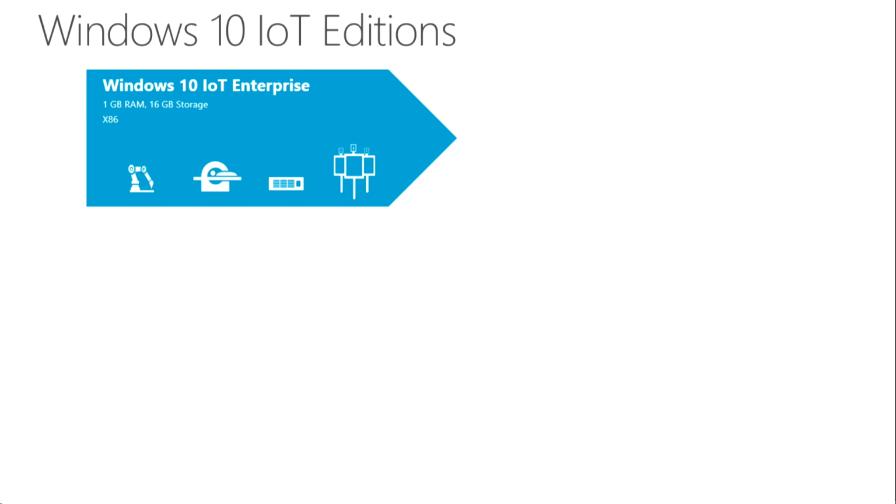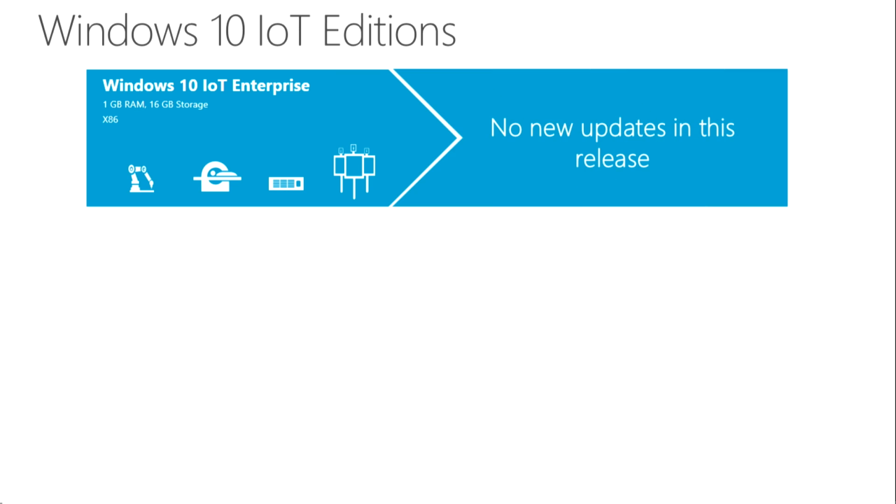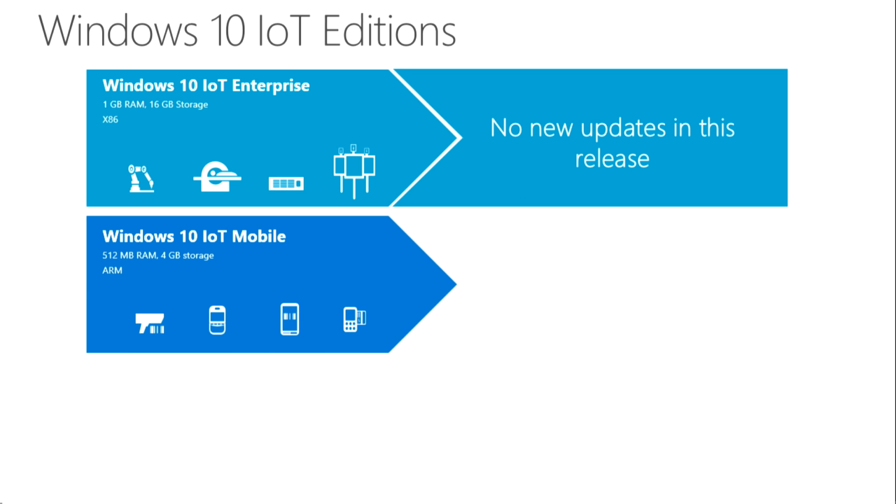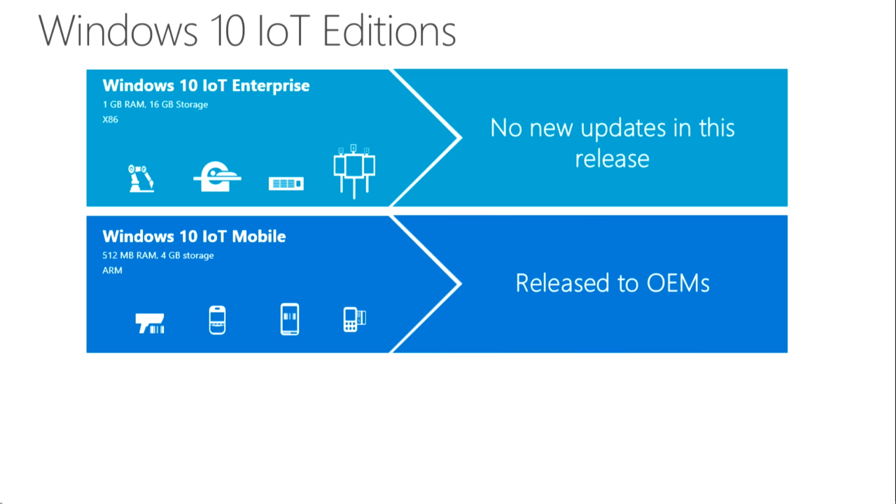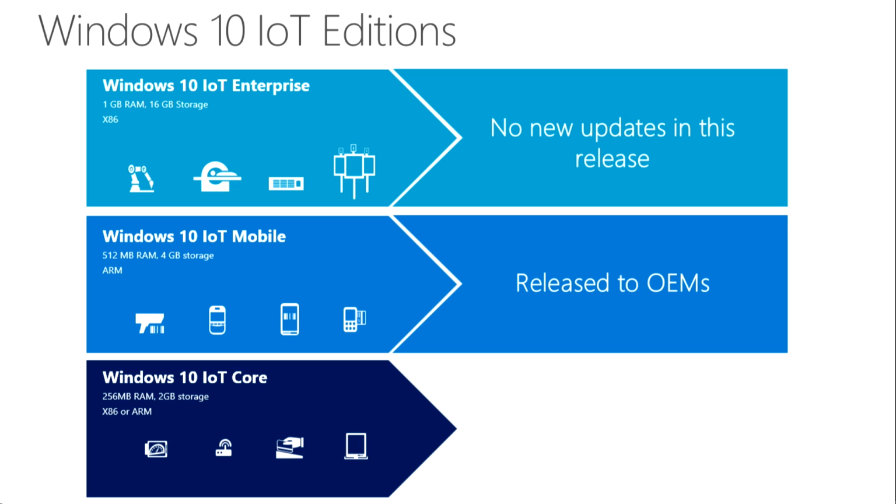Okay, so in terms of release cycles for this stuff, Windows 10 IoT Enterprise launched at the same time as Windows 10. So there has not been an update. With Threshold 2, hopefully you got Windows 10 on your device, and Threshold 2 came out last week or the week before. So there's been no particular update for that. The same applies for IoT Mobile, except we've released that to OEMs.